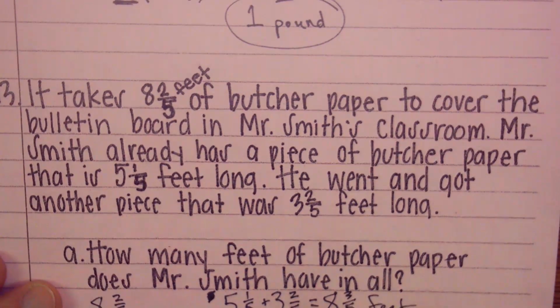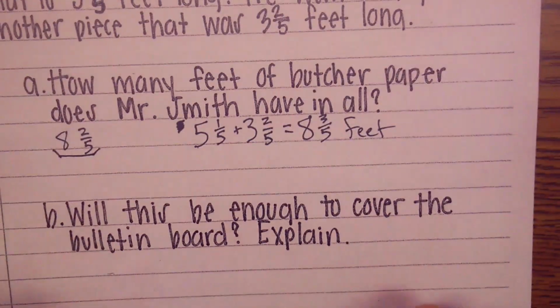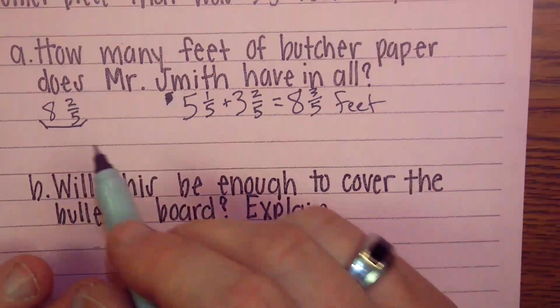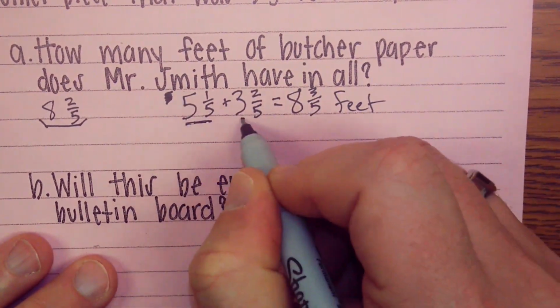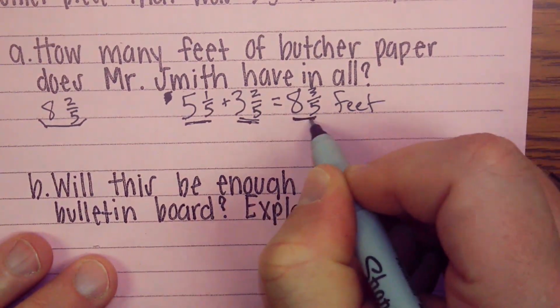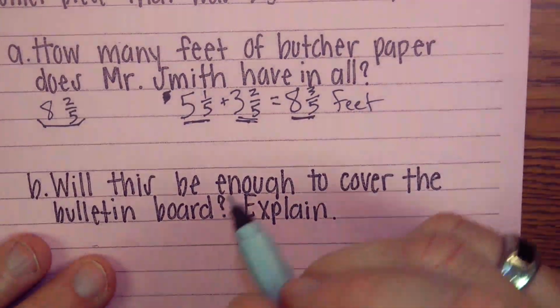So we've answered this question. Oh my goodness, I just realized that you couldn't see anything that I just did. So let me quickly describe it. This is how much he had. This is how much he bought. When you combine them, you have 8 3/5 feet of butcher paper.